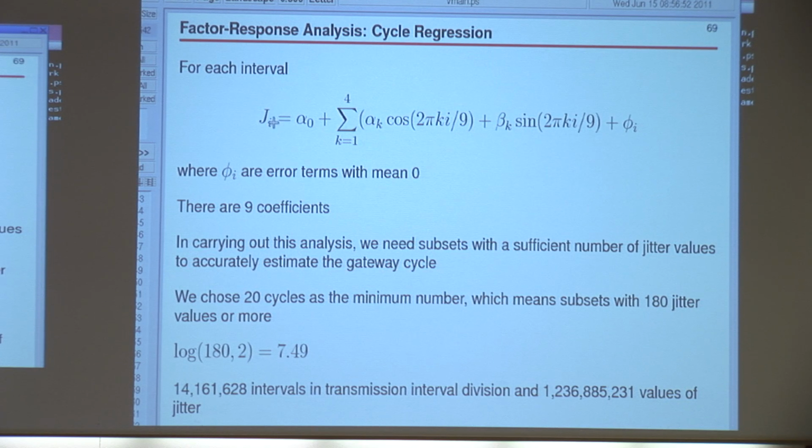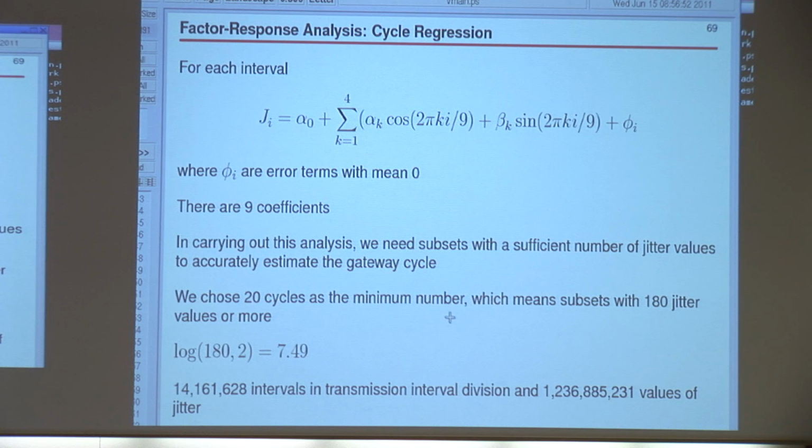Okay, so the model is the jitter. This is within one interval. The jitter is this function of sines and cosines with unknown coefficients. The alphas and the betas are unknown. That's what gets estimated. And the phi is the error term.